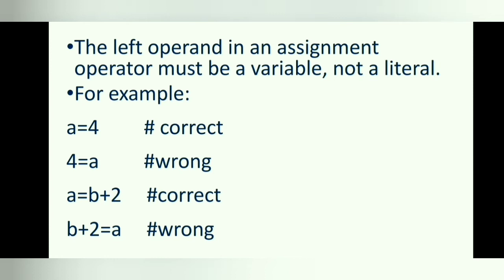We can assign 4 to A, where A is a variable, but we cannot assign the variable A to the value 4. Similarly, B + 2 can be assigned to variable A, but A, which is a variable, cannot be assigned to the expression B + 2, which is a literal. If the left operand in an assignment operator is not a variable, then we get a compilation error.